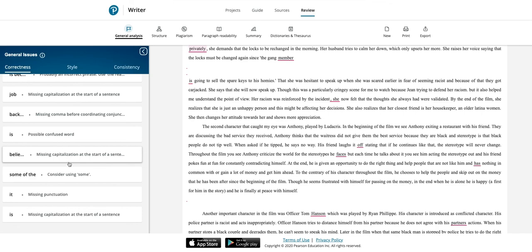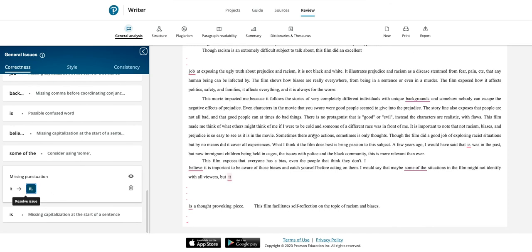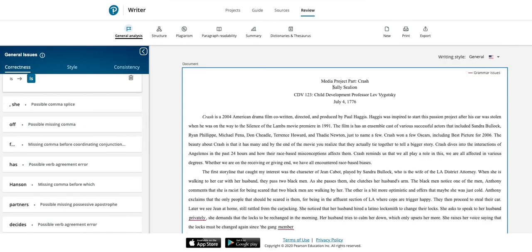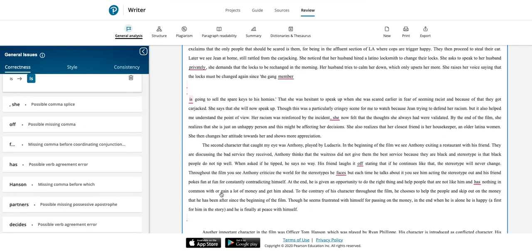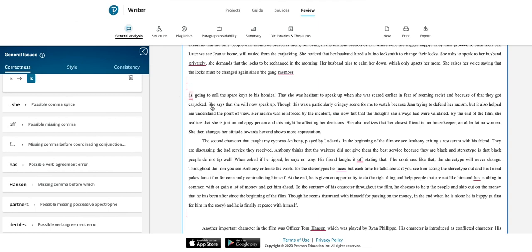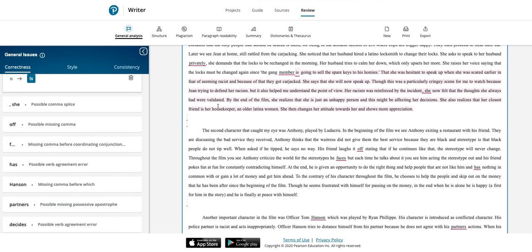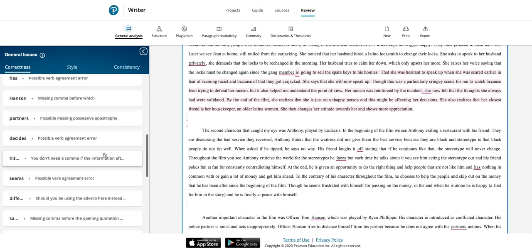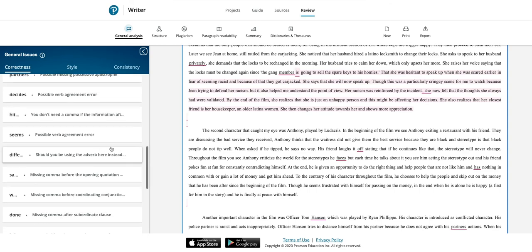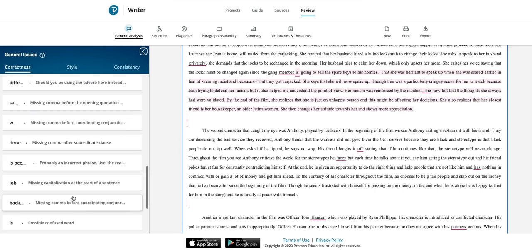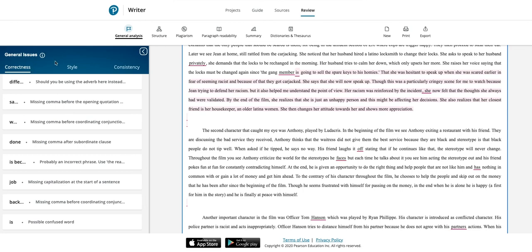Besides different words, for example, here it's saying I'm missing punctuation. Well, I think maybe the problem isn't the punctuation. The problem is that I, let's see, I don't even know if I can fix it. I might need to fix it in my actual paper. There we go. So I've fixed that issue. If you just look at these different potential types of issues: verb agreement error, missing possessive apostrophe, missing comma, verb agreement, something about adverbs, missing comma, incorrect phrase. So it's identifying all of those, and that's just under the correctness in general issues. Let's look at style.